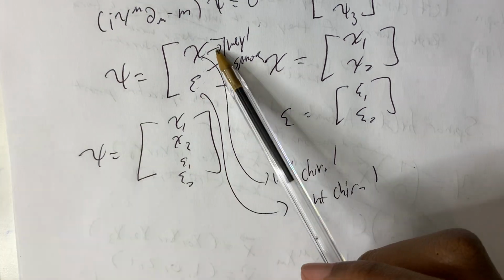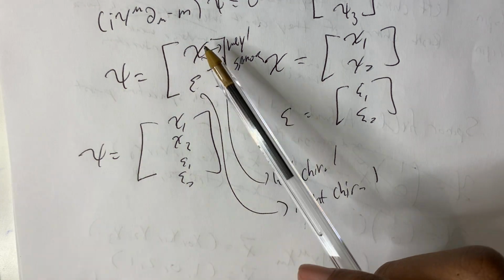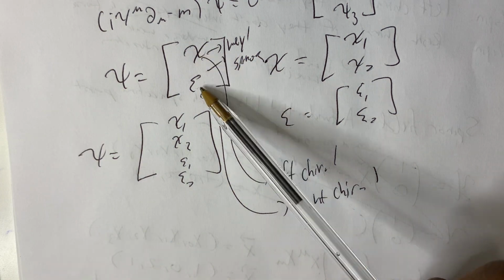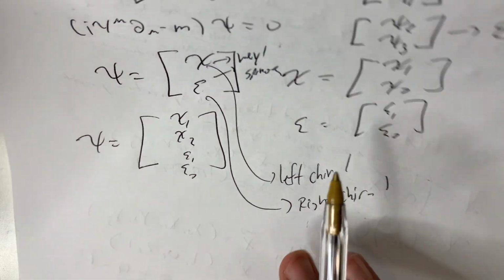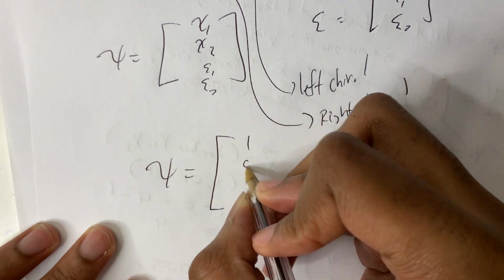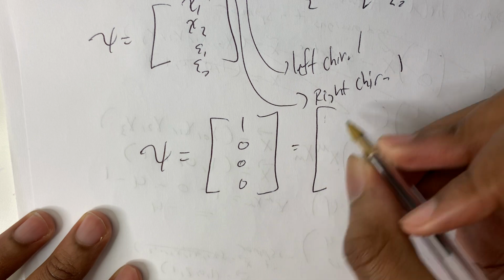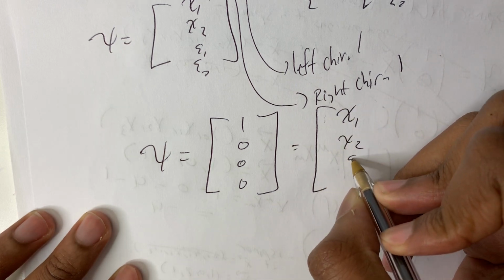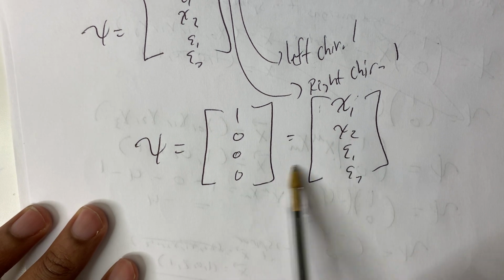So like the spinor, the upper part is going to be a left chiral spinor, and the lower part is right chiral. Here's a more concrete example of this. Say I have some Dirac bispinor that's 1, 0, 0, 0. This is of course just going to be chi 1, chi 2, epsilon 1, epsilon 2. So here chi 1 is 1, and all the other inputs are 0.